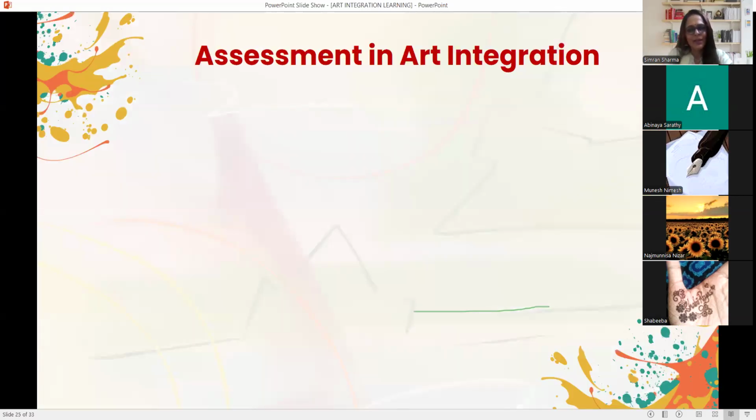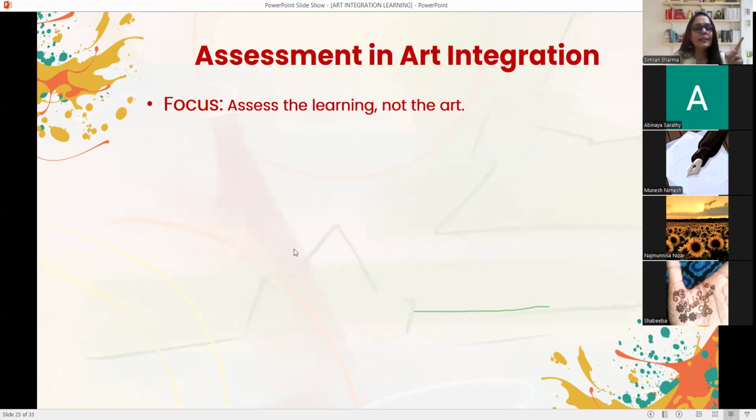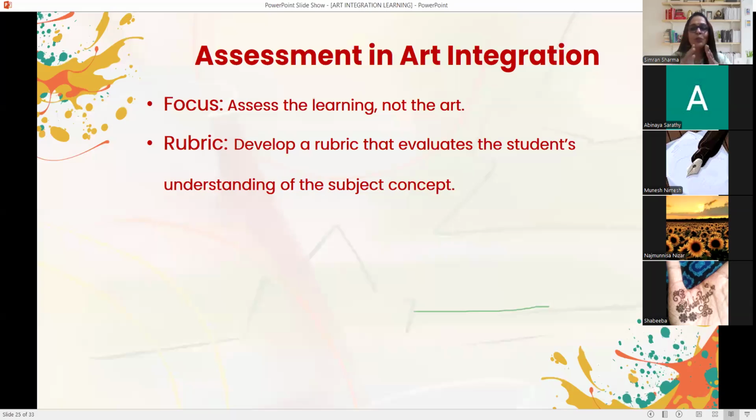assessment in art integration. Why these questions? Because we were moving on to this topic. So when we are assessing an art integrated activity, our focus should be on assessing the learning, not the art. So the rubric has to be developed for this. This is one of the areas where generally we sometimes lack. We just put a regular rubric for all the activities, the same rubric, whereas the rubric has to be changed as per the activity. So develop a rubric that evaluates the student's understanding of the subject concept.